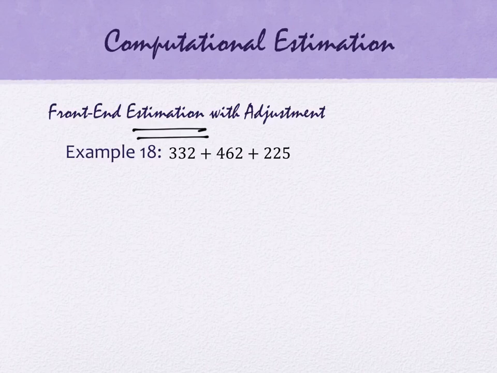So estimation, the first one we're going to look at is front-end estimation with adjustment. So front-end estimation means that we take the first values and zero everything else out and add them up. So I really take 300, 400, 200. This is the front end part. I'll abbreviate it FE. So 300, 400, and 200 would be 900. Is that good?